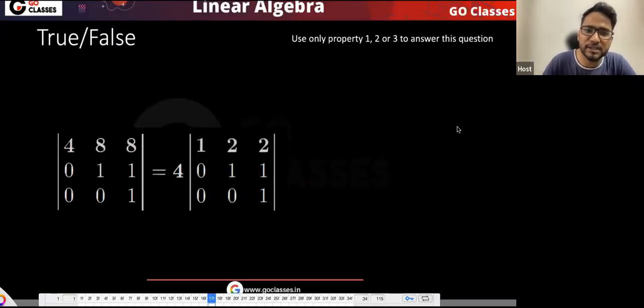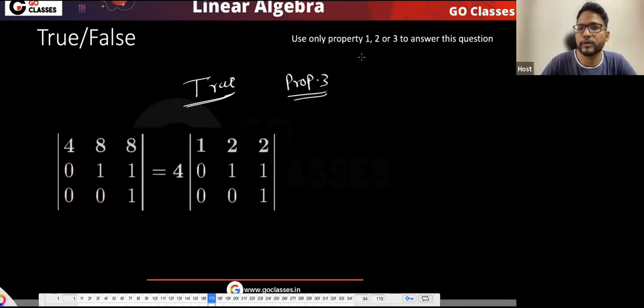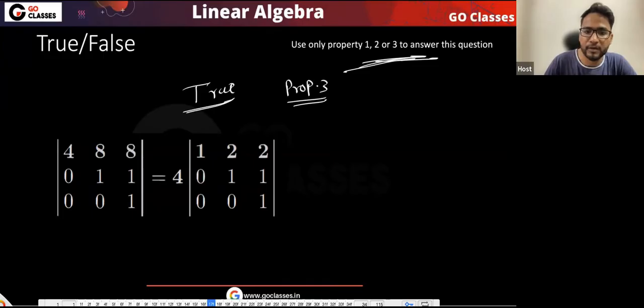Let's see if this is true or false. I think this is true. Which property are you applying? Property 3, right? We do not need anything else. So using property 3, you can say this is true. You just need to use 1, 2, 3. Whatever else you know is good, but let's use only the first, second, or third property.